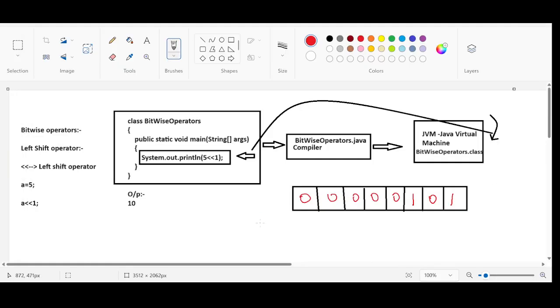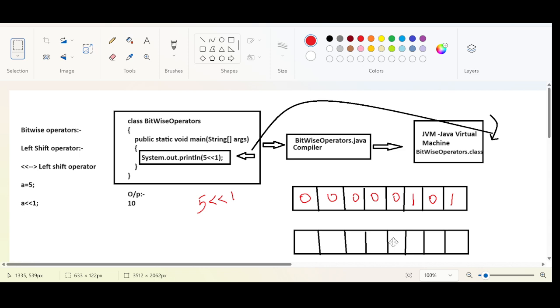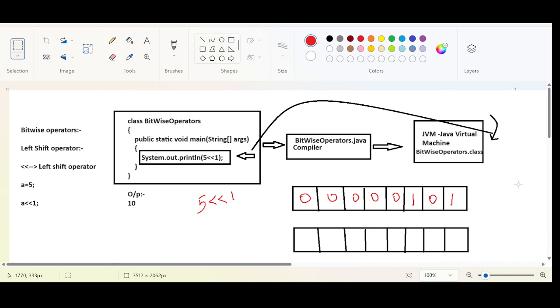And now you see, we are saying 5 left shift of 1. So internally what will happen is, another memory block of the same size will be created. Try to focus here. Another memory block of the same size will be created, right? So here we are using, just observe the symbol. I am specifying the symbol.